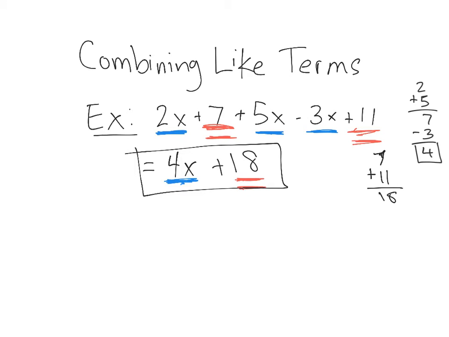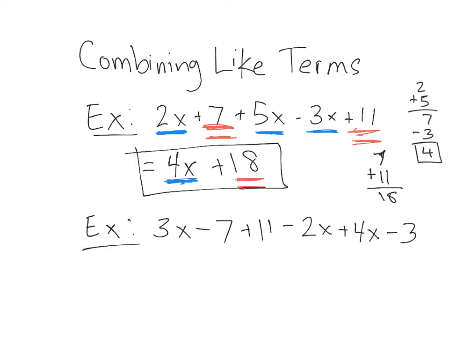So if I had an equation, I would then just have to subtract the 18 and divide by 4, and I'd be done. Combining like terms is going to be a big technique to help us solve equations that look messy in a way that's more simple. I want you to try one combining like terms problem on your own. 3x minus 7 plus 11 minus 2x plus 4x minus 3. Go ahead and try that one on your own.